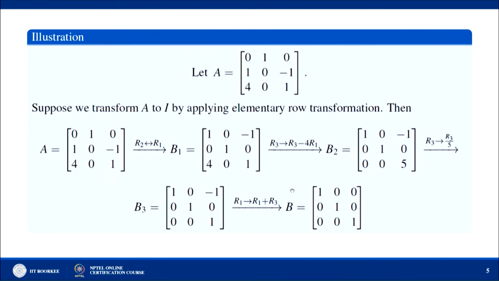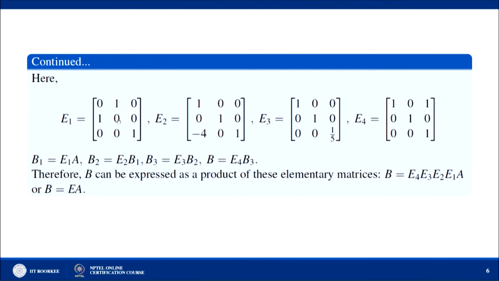Okay. Now, to obtain this matrix from this matrix, what is the elementary matrix? You see, we have interchanged R2 and R1. So, the same elementary row operation you apply on the identity matrix of order 3 cross 3. You interchange R2 and R1. So, which matrix will we obtain? The matrix obtained is this matrix E1: 0 1 0, 1 0 0, 0 0 1, which is obtained by interchanging R2 and R1 of the identity matrix.